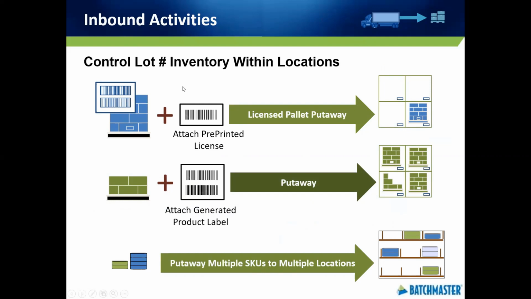Now, when we put away product, in addition to the product label, we can attach a pre-printed license or generate licenses if we're in a license environment to put that product away. We also can simply just add a product label and put that away by SKU and quantity to a location, or we could do multiple SKUs to multiple locations. In all these particular put away cases, again, the key here is to capture and validate the lot number.